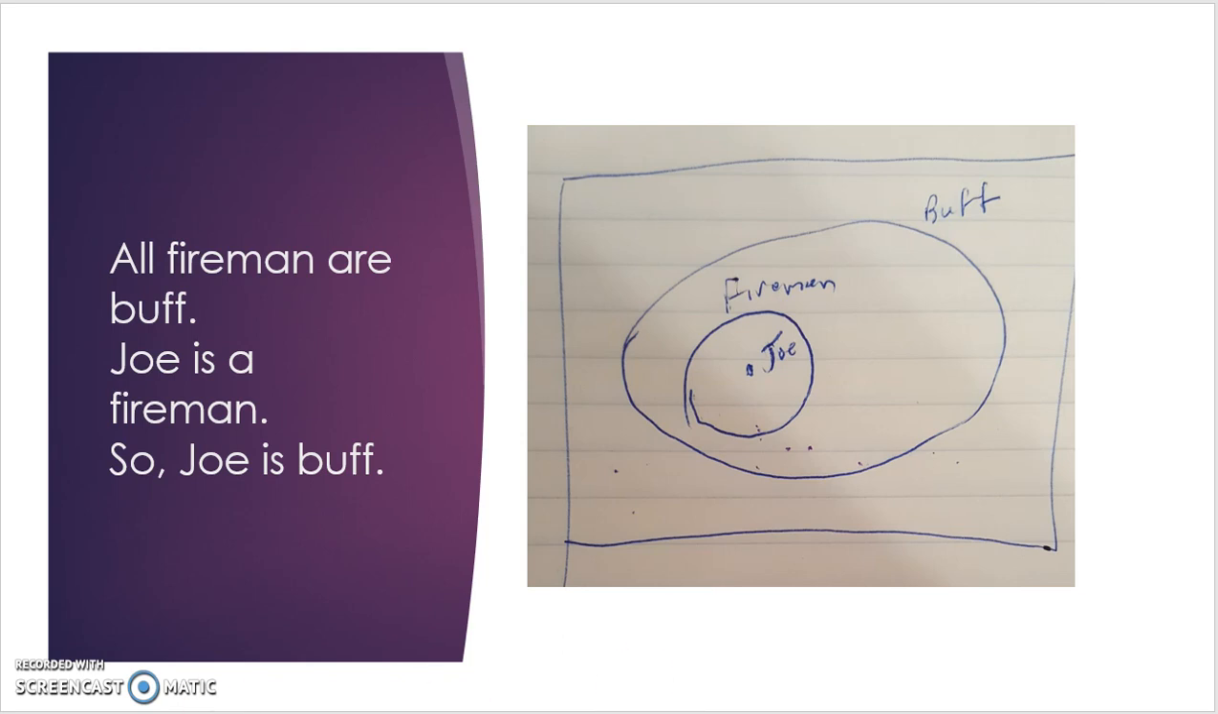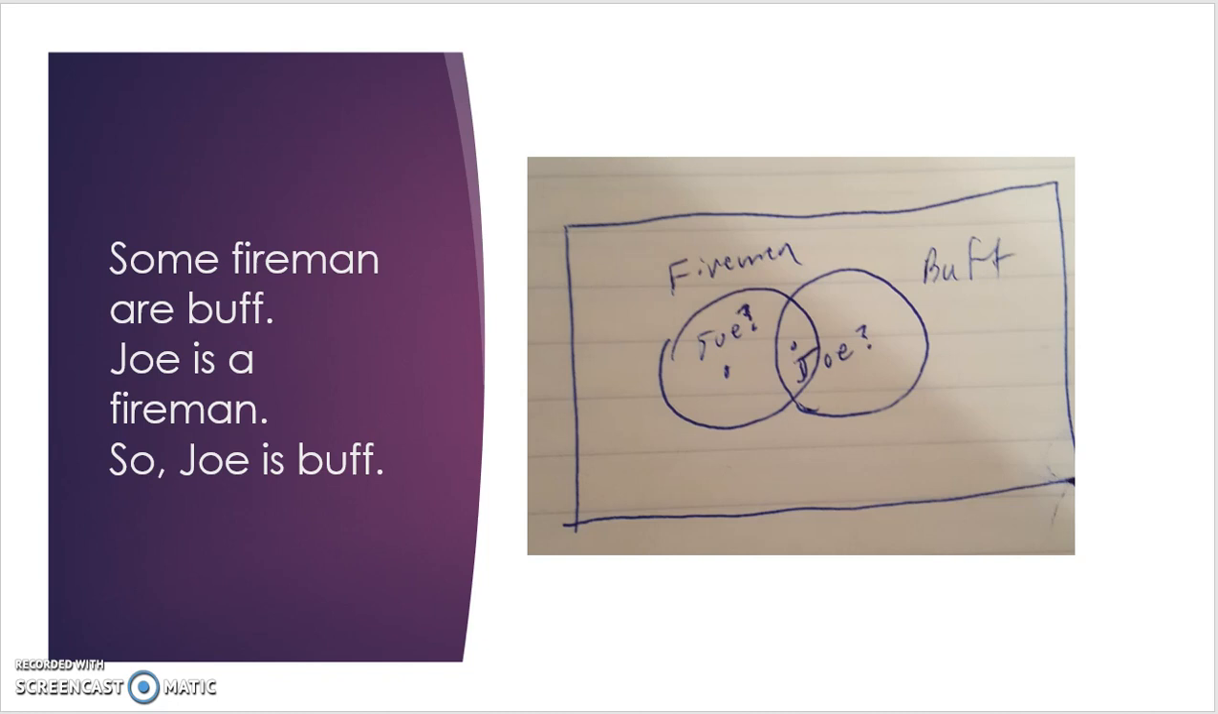Okay, let's go for some invalid ones. I changed my all to a some. Some firemen are buff, and Joe is a fireman, so Joe is buff. So we draw the some firemen are buff, so we overlap those two circles. And now we're going to put Joe somewhere. Joe has to go inside the fireman circle, but the question is, is he over here, or is he over there? Could be either. Both premises would be true. We'd have an overlap, which shows the first premise is true. Joe is a dot inside the fireman circle, whether I put it here or there.